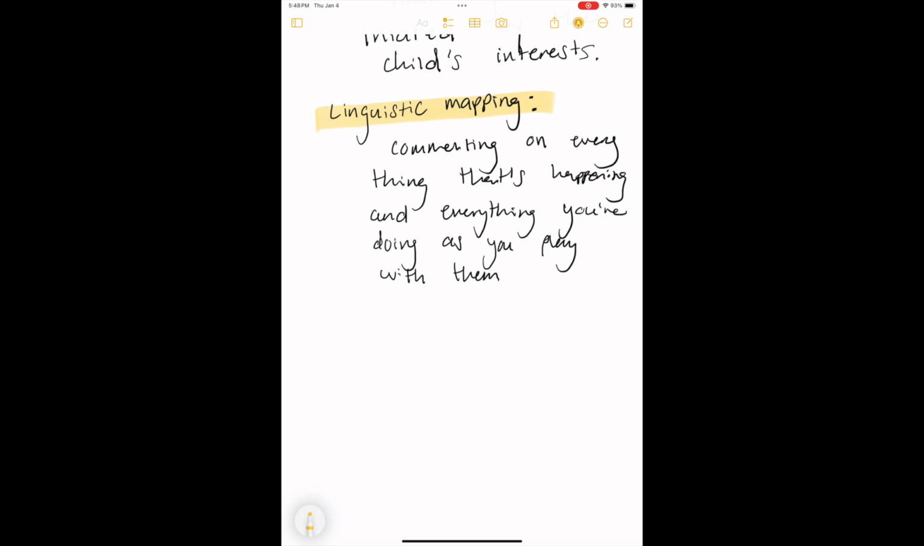That's what naturalistic teaching is. So you're gonna go where your learner goes. You're gonna follow them, see what they're interested in, see what they want, and just go with it, and then teach them as they're doing what they like to do in a very fun and natural way.